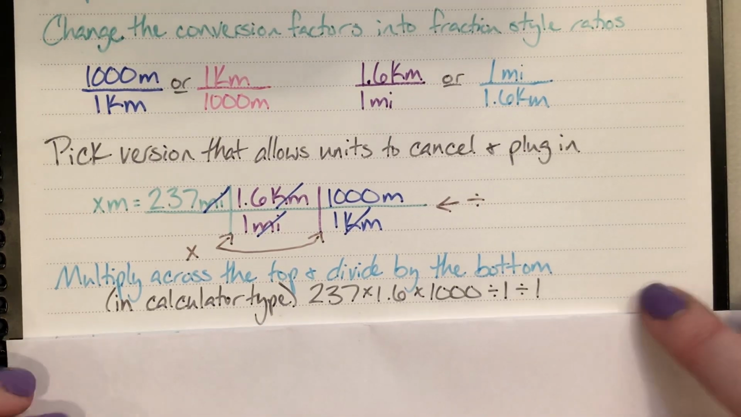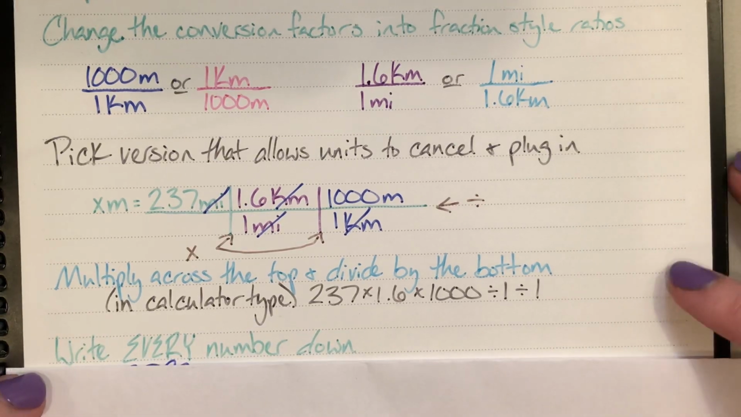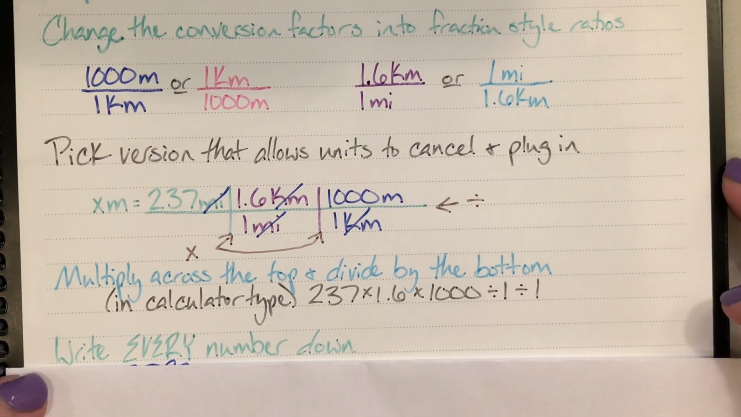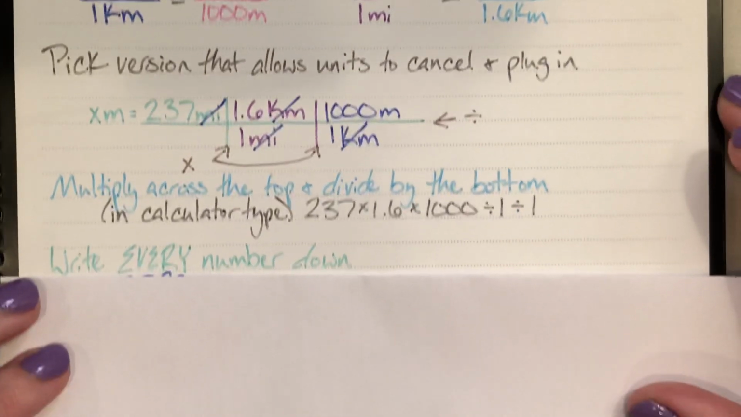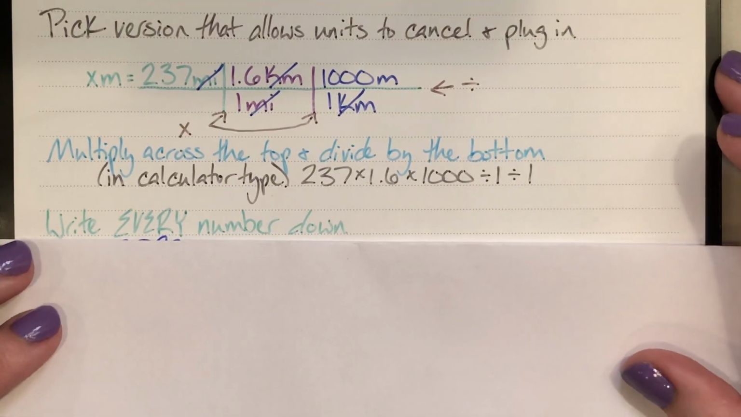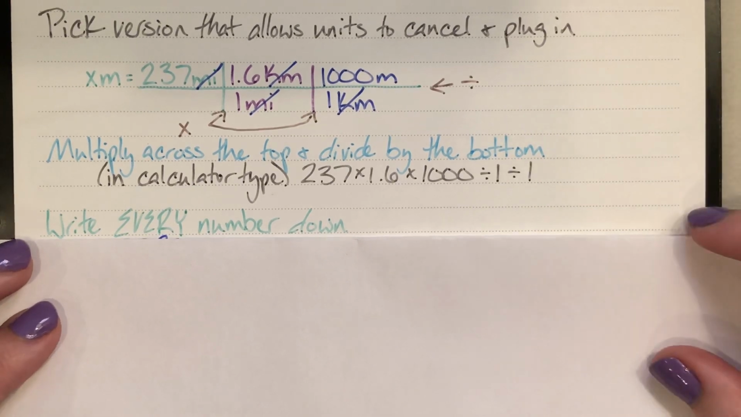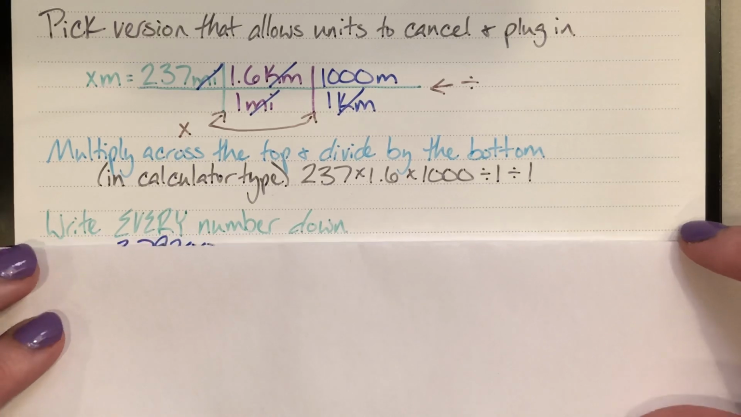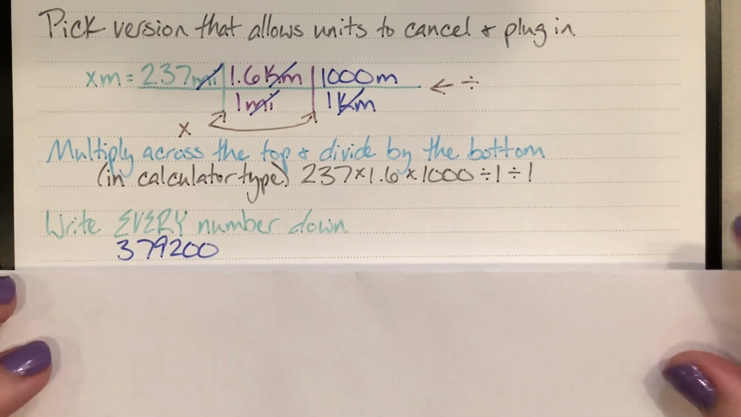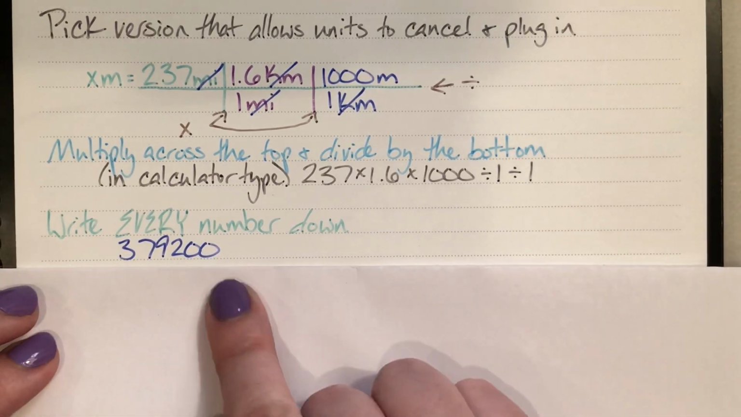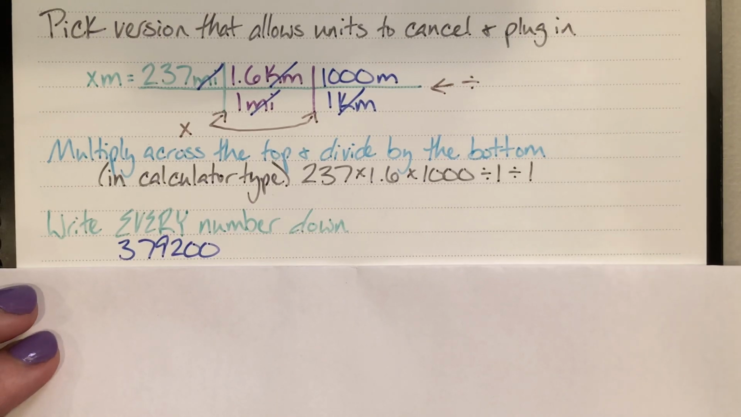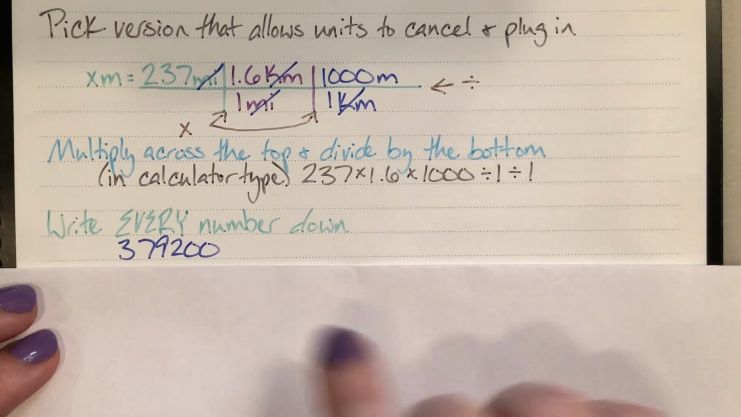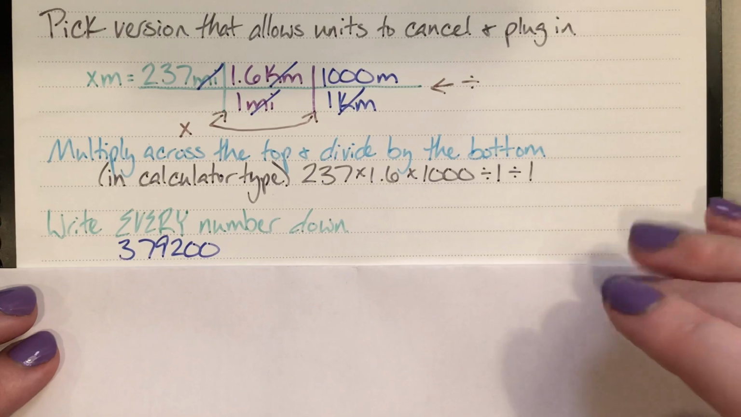After I plug this into the calculator, I have to write down every single number that comes out of my calculator. Even if it's really long and really big, we have to write down every single number. The reason we write down every single number is so that we know you are not hiding anything when you round to the appropriate number of sig figs. This time, I got a pretty nice number. It was 379,200. Pretty nice, pretty round.